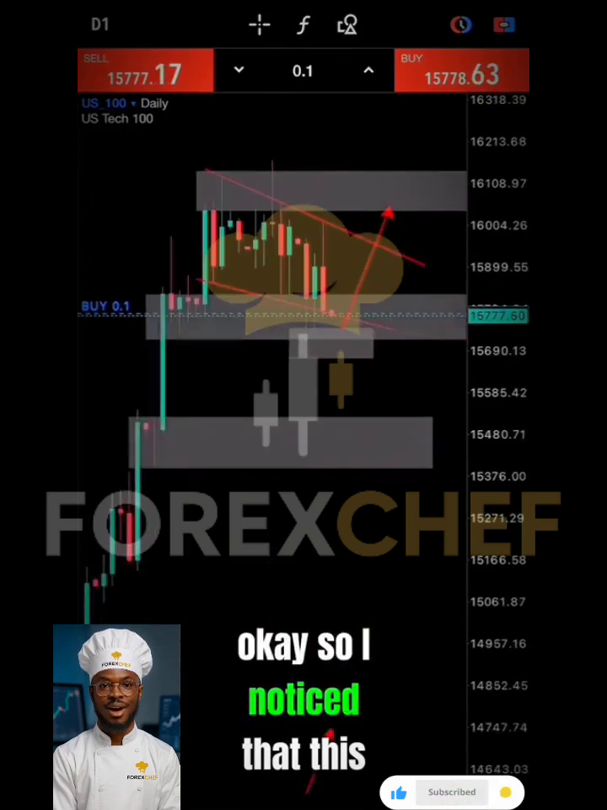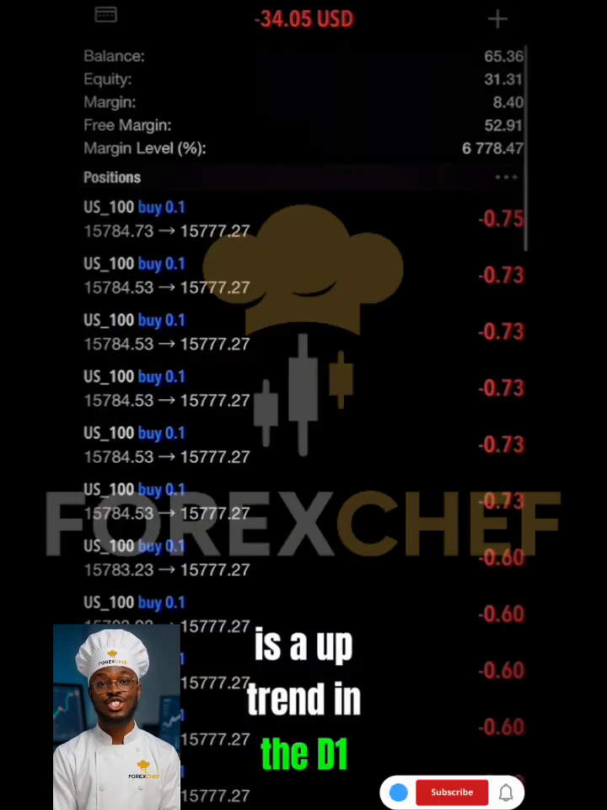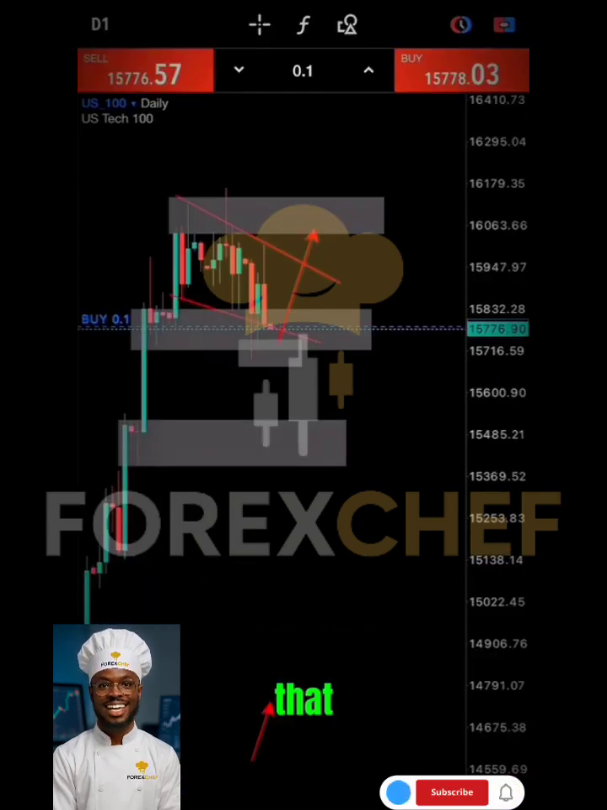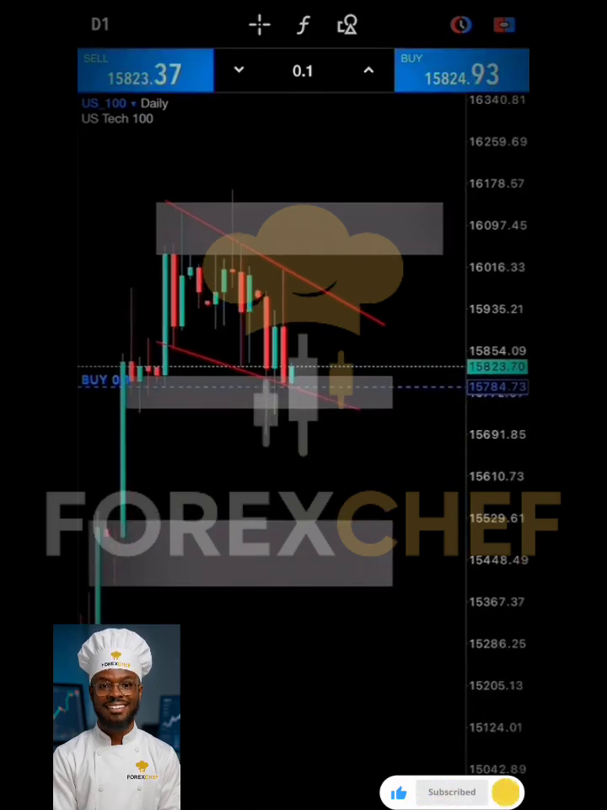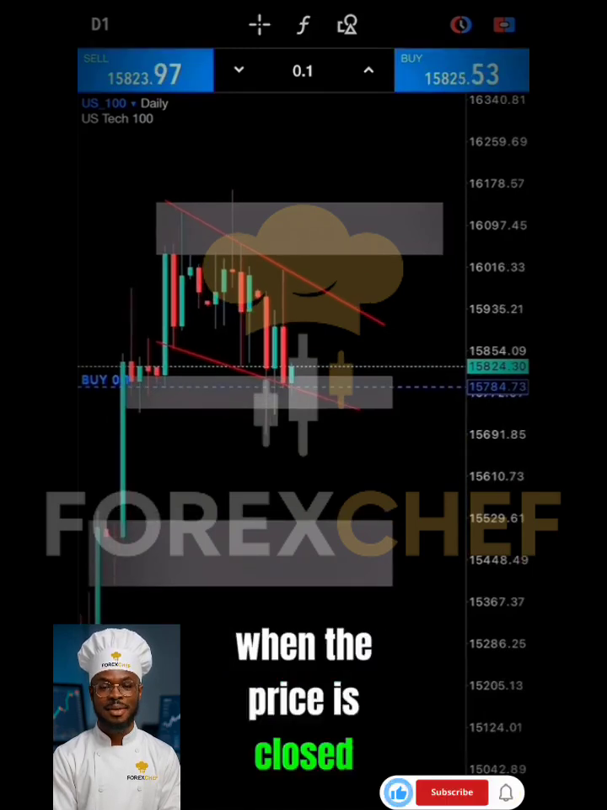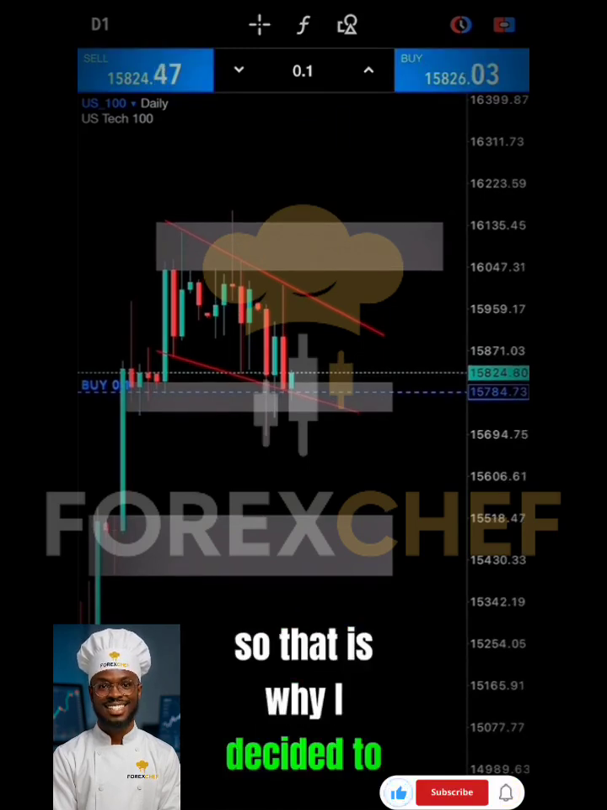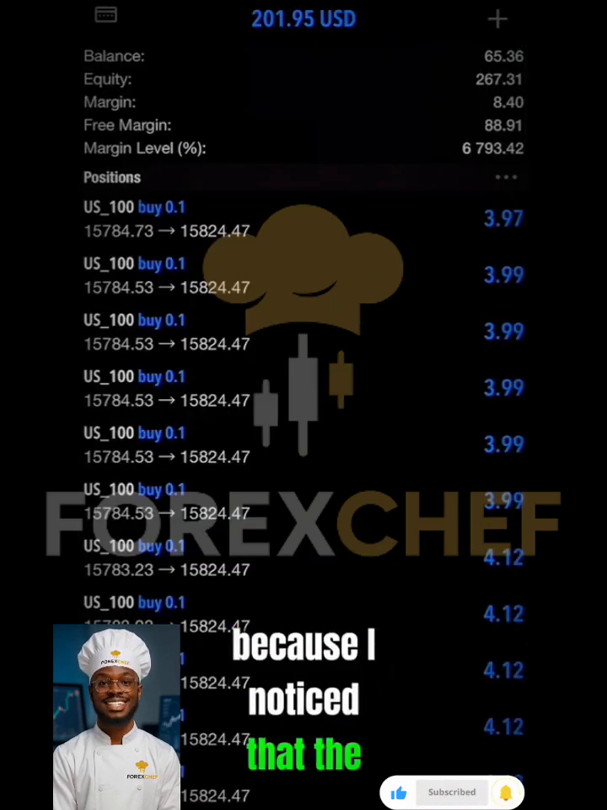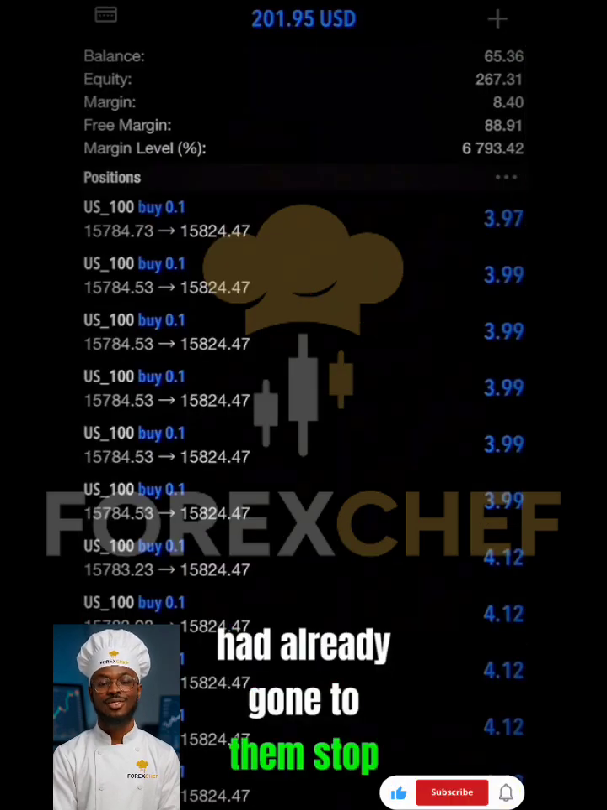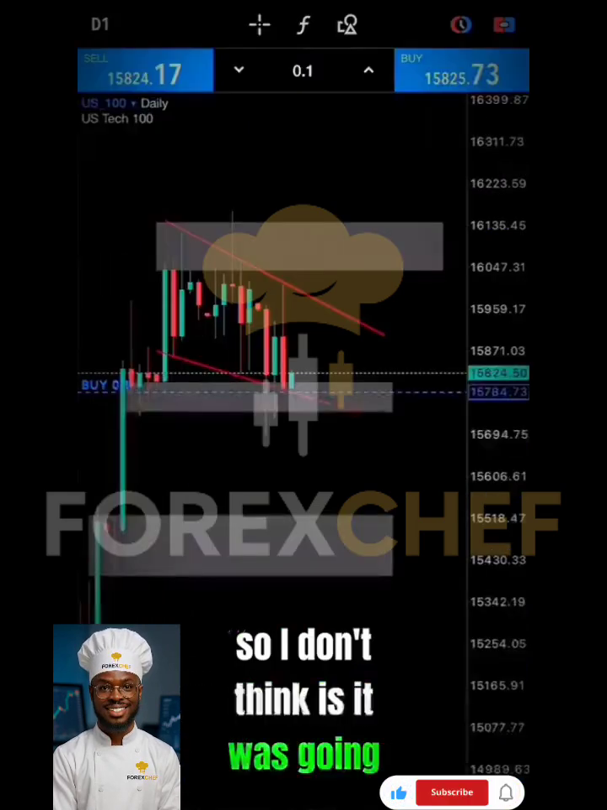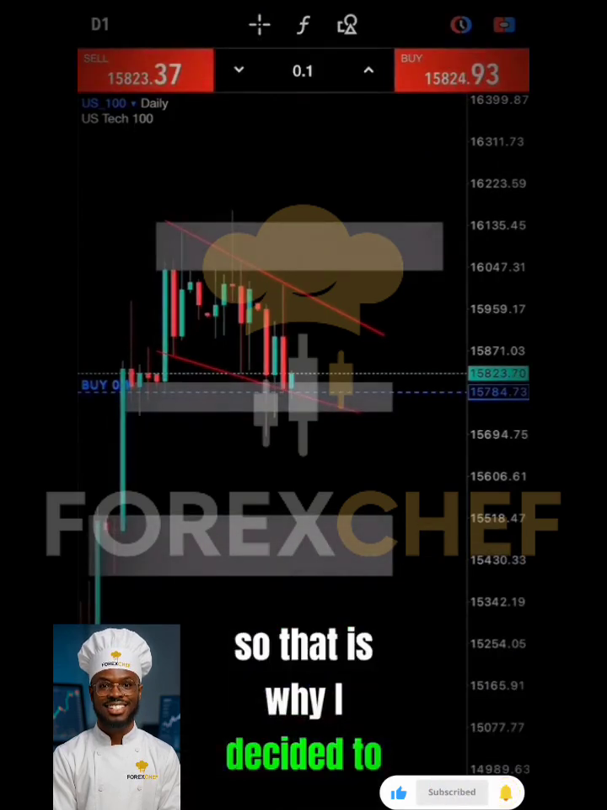Okay, so I noticed that this is an uptrend in the D1, so you need to take note of that so that you don't blow your account. When the price gets closed inside the trend, it indicates more bullish power. So that is why I said to enter over there, because I noticed that the price had already gone to the stop loss taker level on the rally base rally. So I don't think it was going to go down anymore. So that is why I decided to go there.